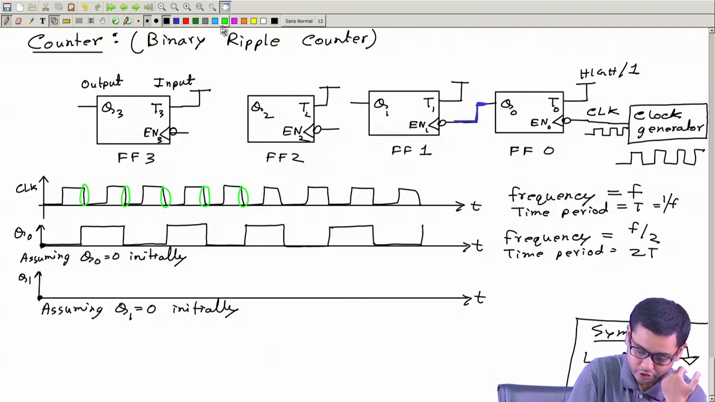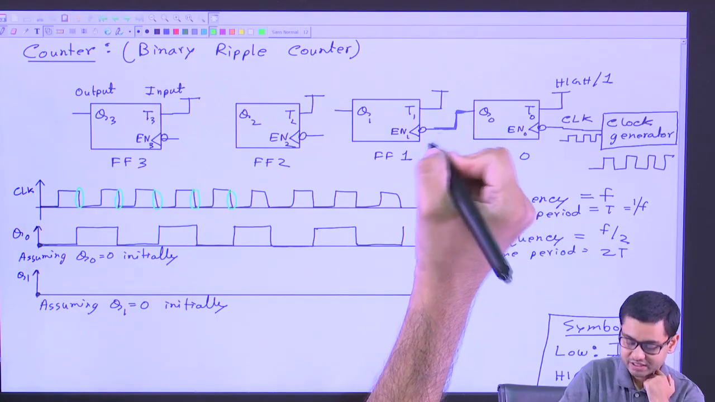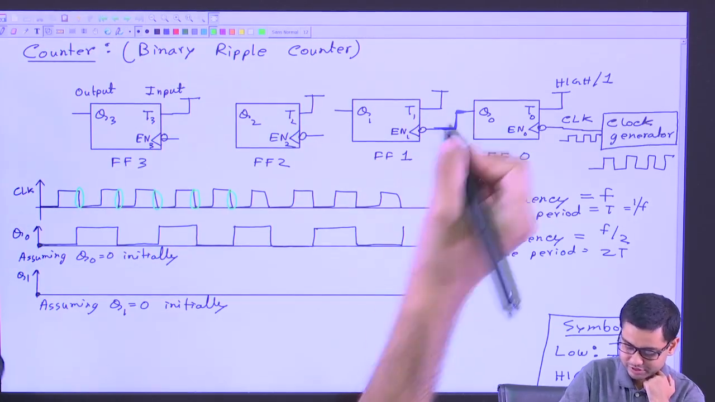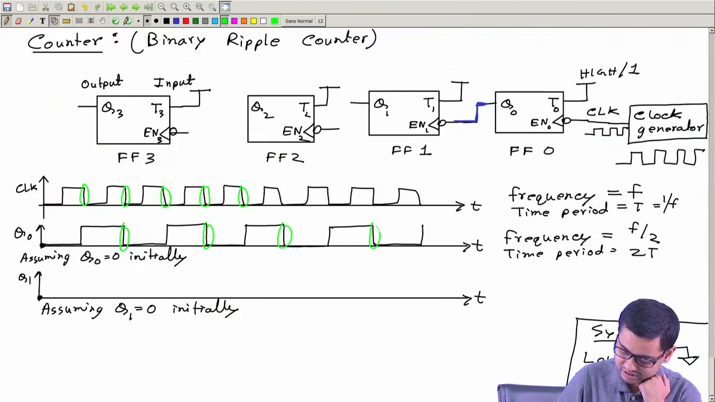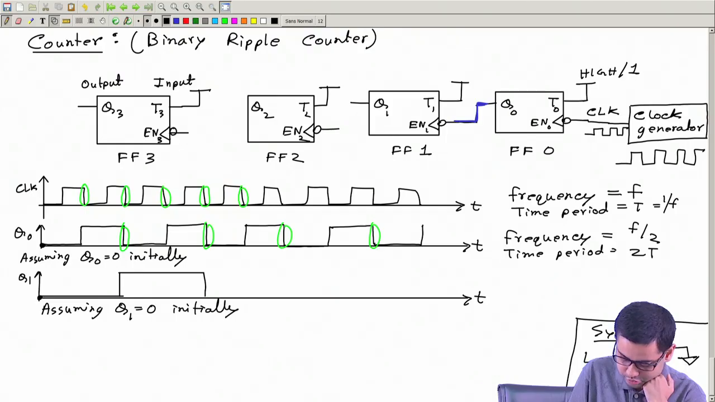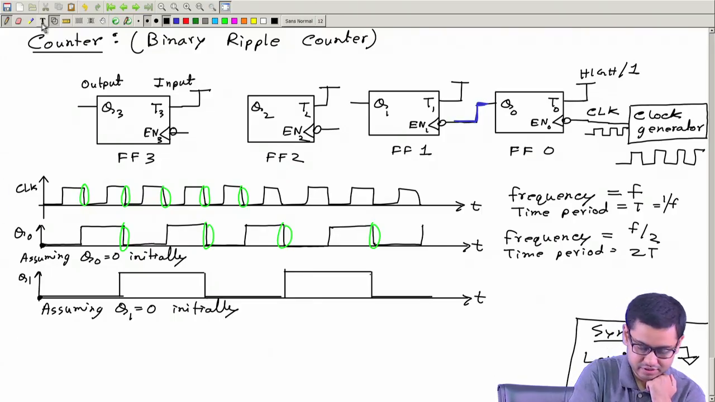Then it will change. When will it change? It will change when there is a negative pulse at Q0. So the negative pulses are here, here, here, here. So Q1 will change here from 0 to 1, then here from 1 to 0, then here, here, and so on.